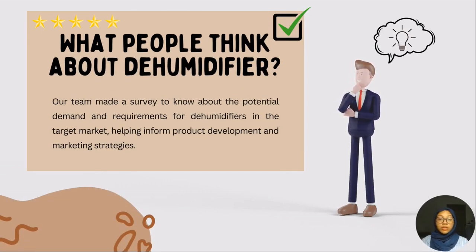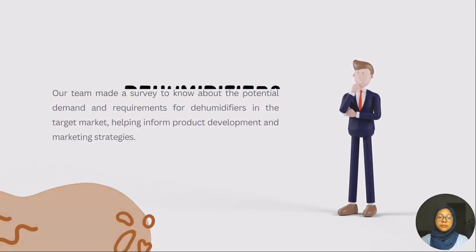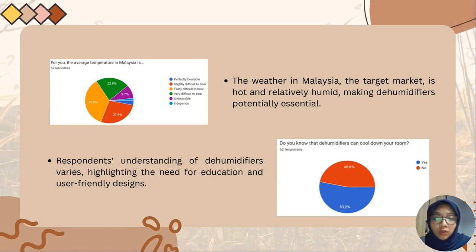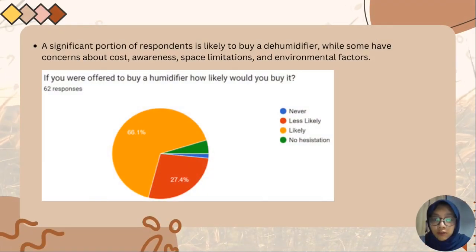Before proceeding with our project, we have made a survey to know what people think about the dehumidifier. We want to know if this issue is mainly relatable to people and if this project can help society. From the survey, we can see that most of the respondents agree that the weather in Malaysia is very hot. However, some of them don't know how to use a dehumidifier, so we come to a conclusion that we need to make a simple and user-friendly design for the dehumidifier. Next is about the willingness of our respondents to buy a dehumidifier, which is very mixed. We deduce that it might be because they are concerned about the cost of a dehumidifier, which is very high in the market right now.